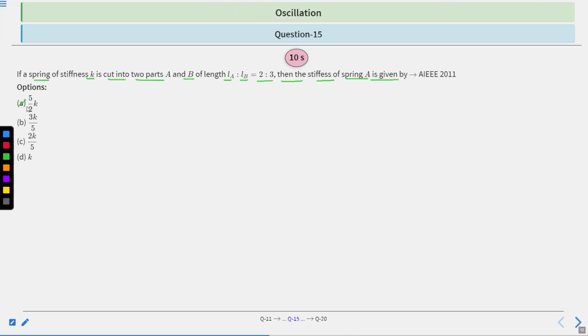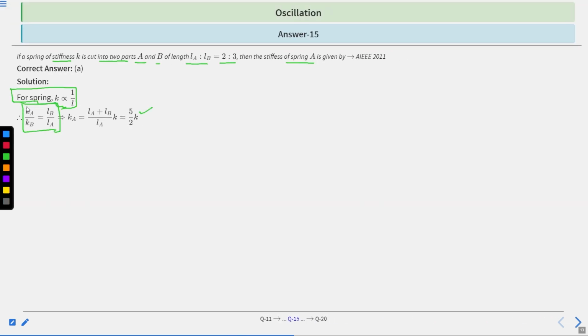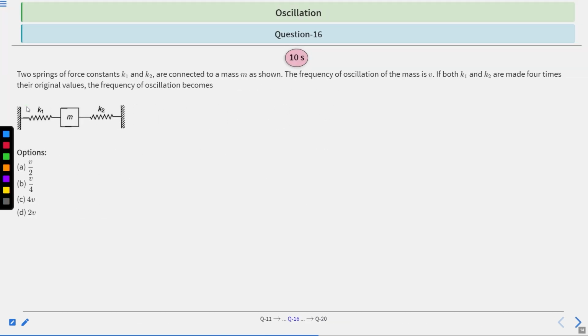Next question, question 16 is: two springs of force constant K1 and K2 are connected to a mass m as shown. This is spring K1 and this is spring K2. Both springs K1 and K2 are connected with a mass m.